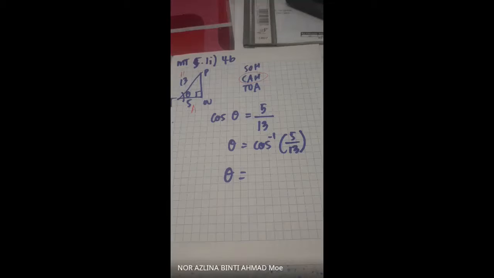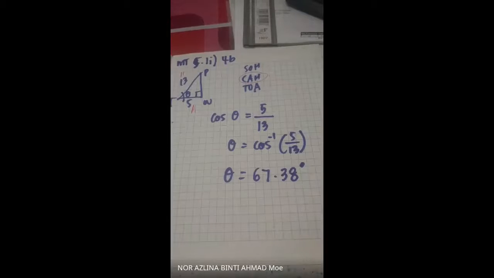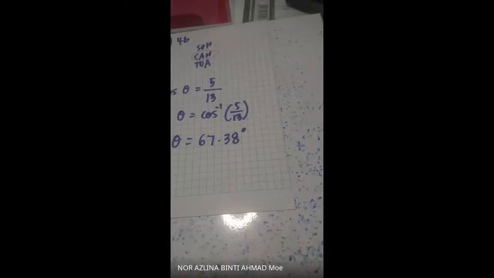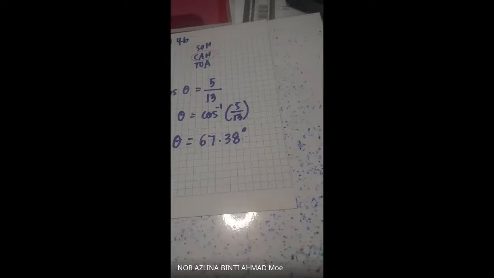Shift cos 5 over 13. So you get 67.4 degrees. Okay, please give your answer in 4 decimal places. Okay, 67.38 degrees. That is the answer. So understand?